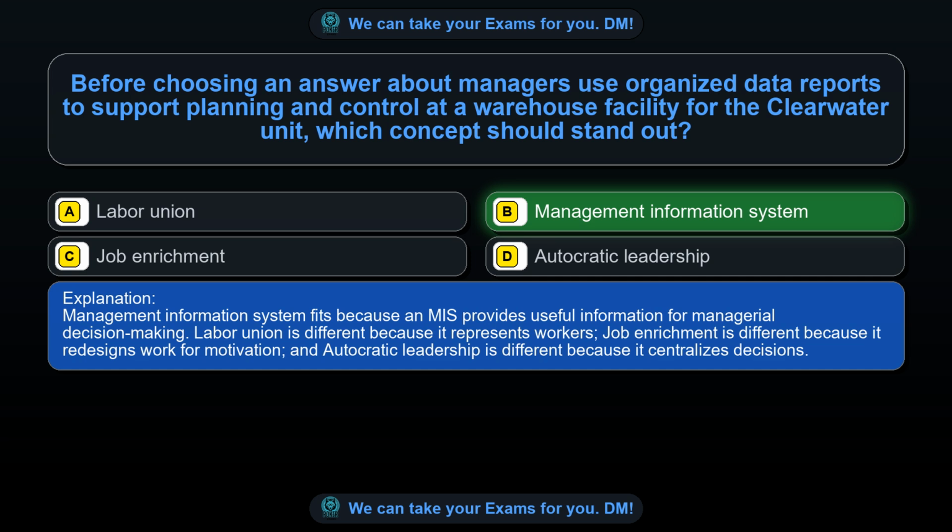Management information system fits because MIS provides useful information for managerial decision-making. Labor union is different because it represents workers. Job enrichment is different because it redesigns work for motivation, and autocratic leadership is different because it centralizes decisions.